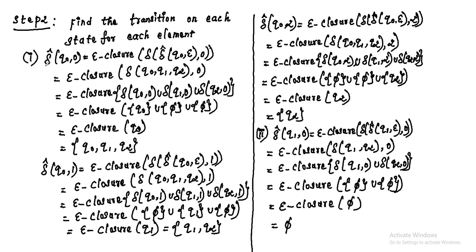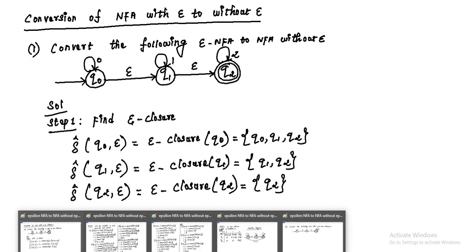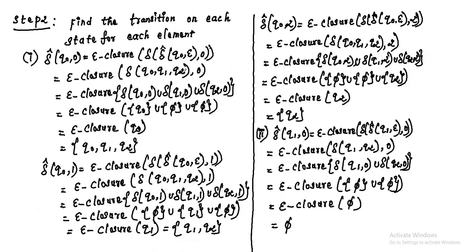Here, first the initial state q0, and apply all the inputs 0, 1, 2. In the first subdivision, δ̂ of q0 comma 0 equals epsilon closure of, apply the extended function, δ̂ of q0 comma epsilon comma 0. Here q0 comma epsilon means we already found the epsilon closure of q0. Look at the first step, epsilon closure of q0 is q0, q1, q2. Here you write δ of q0, q1, q2 comma 0.